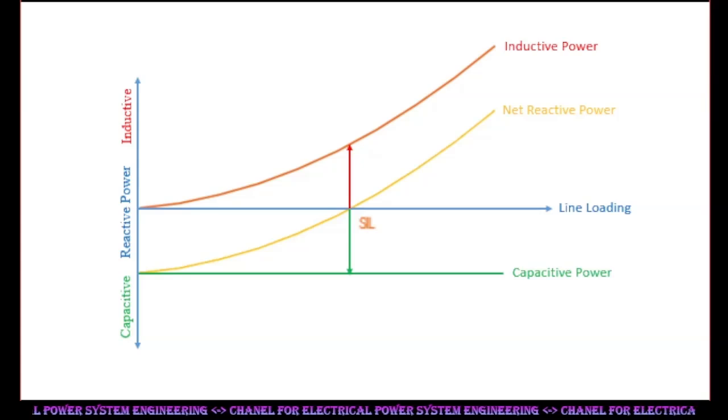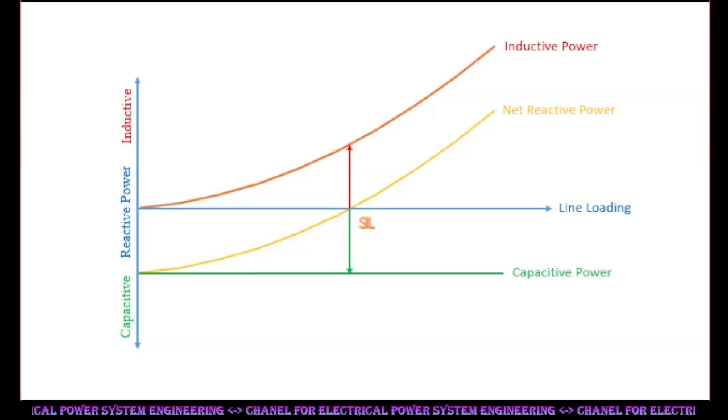The line behaves like a capacitive element and injects reactive power into the system when the load on the line is less than SIL. The magnitude of reactive power injected depends on the deviation of line load from SIL. Capacitive power is maximum at no load, when the line is charged from one end only.